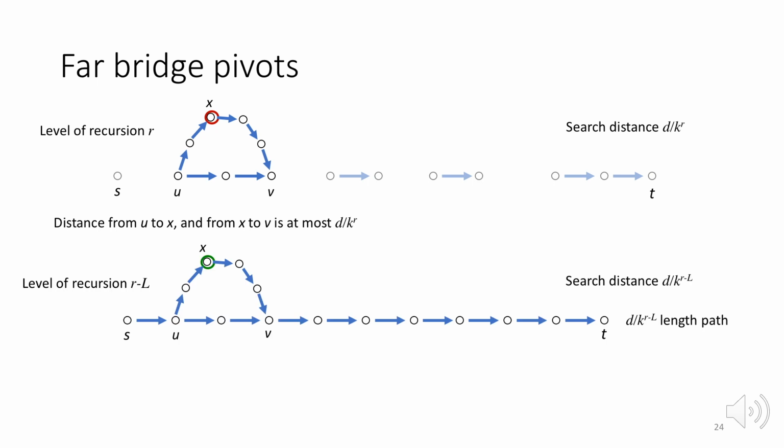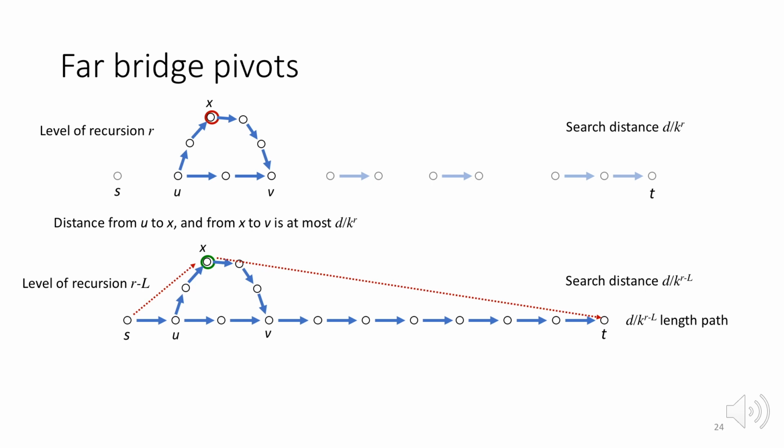Now we look at the pivot L levels of recursion earlier. At this point in the algorithm, the path was longer, and the search distance and length of the path is d over k to the r minus L. Since x was a pivot at level r, we know that it's a shortcutter at level r minus L. This means that at this level, x searches for d over k to the r minus L forwards and backwards, and reaches the ends of the path.